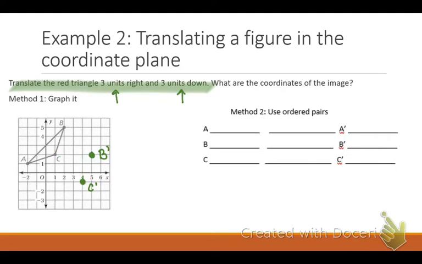Okay, and now we're going to do the exact same thing for point A. Is everybody kind of catching on to this pattern here? Okay, so 1, 2, 3 units right, 1, 2, 3 units down. So the translation, this 3 units right and 3 units down, that could be anything. I could have told you 2 units left and 4 units up. Okay, so the directions are going to change. So now this is point A prime.